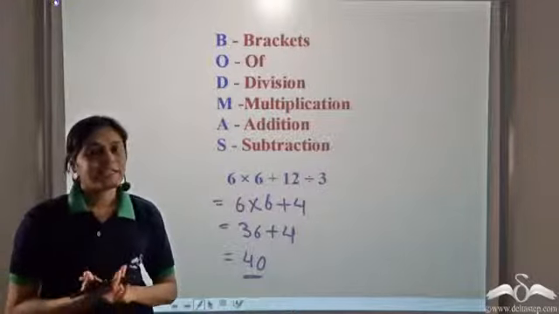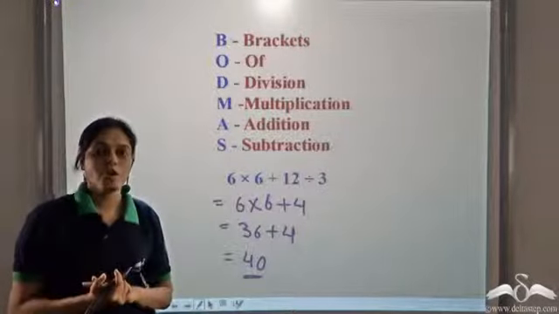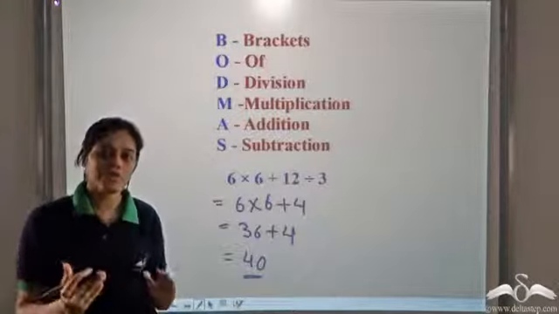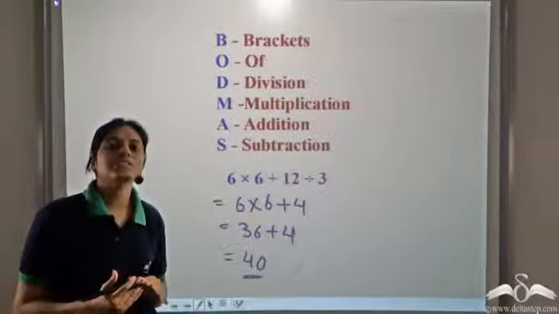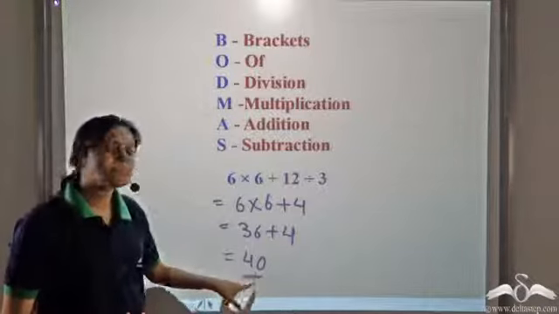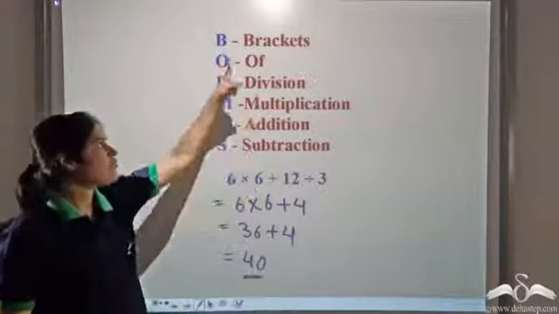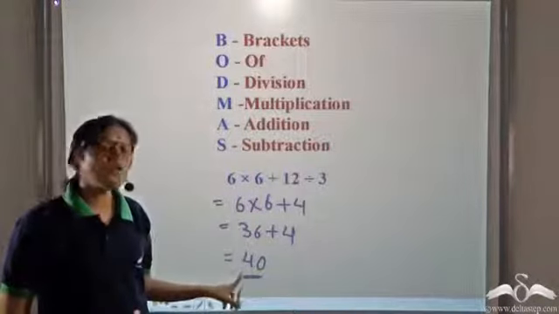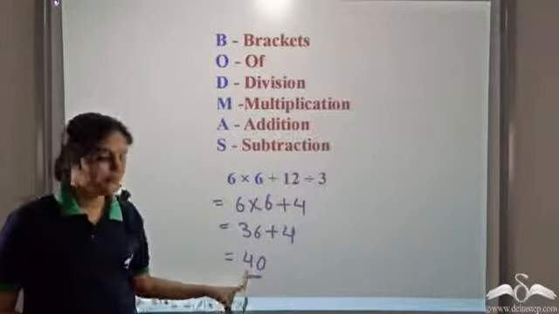We see that none of the answers which we got by solving from left to right or by solving from right to left were correct. The correct answer is 40, and if you follow this set of rules given by BODMAS, you will always reach the correct answer.